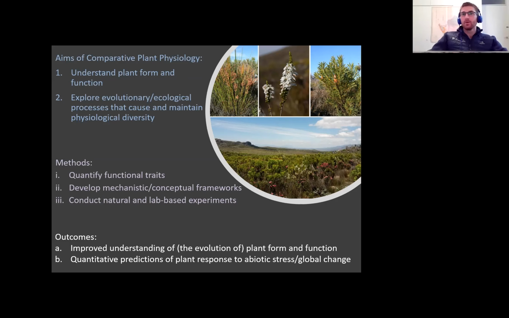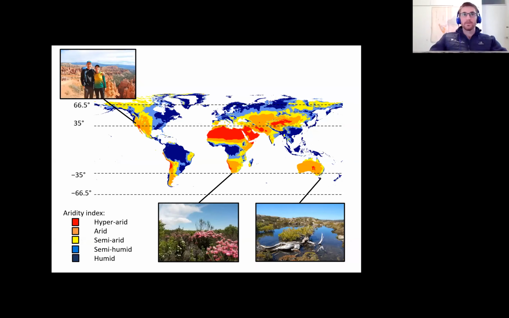And then secondly, once we've identified these functional traits and we understand them a little bit better, we can take quantitative metrics from these functional traits and use this to predict how plant communities, how species are likely to respond to future drought events.